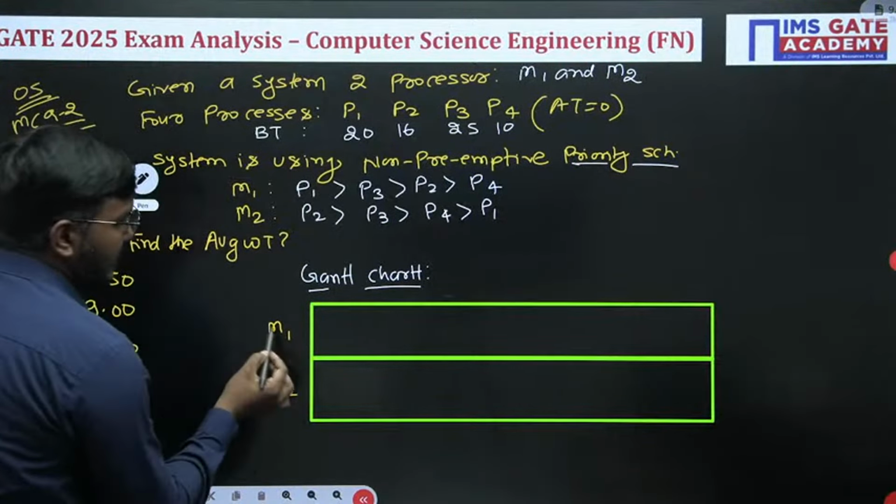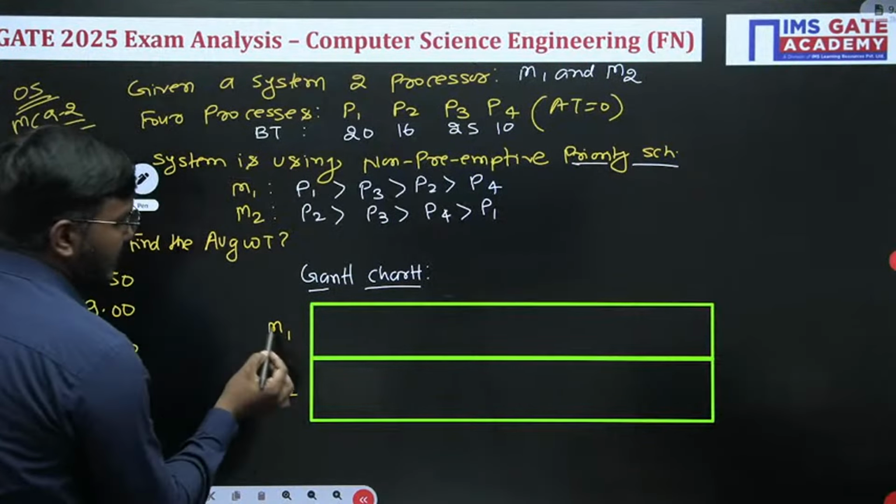Initially M1 was empty, so first we'll start with P1 on M1. The P1 burst time is 20. Getting my point? P1 will start at time 0 and continue till time 20, because the system uses a non-preemptive scheduling algorithm, so it will continue till 20.